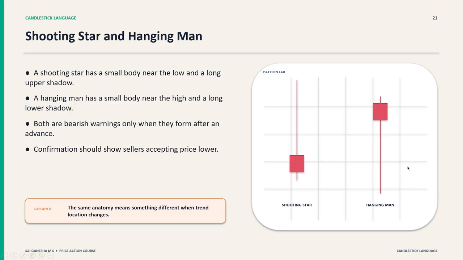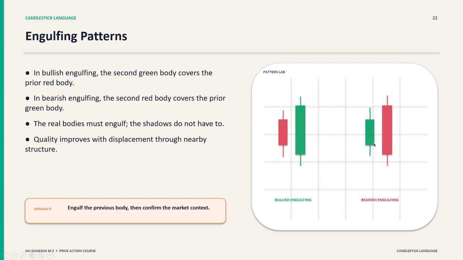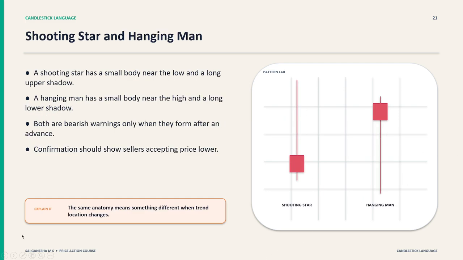Let's look at the hanging man. Its shape is similar to a hammer, a small body near the top and a long lower wick.